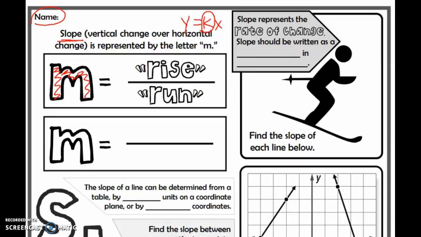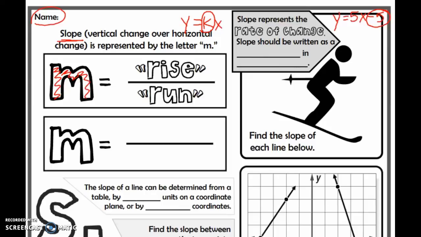You know from your scenarios that you've been doing, sometimes we end up with something that looks like this: y equals 5x minus 5. When we have a y-intercept at the end of the equation, that means this is no longer a proportional line. So now we are learning about lines that are not proportional.